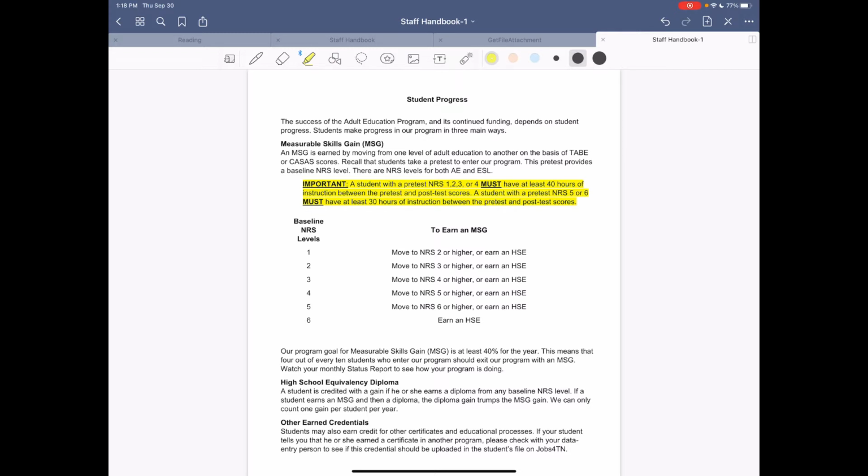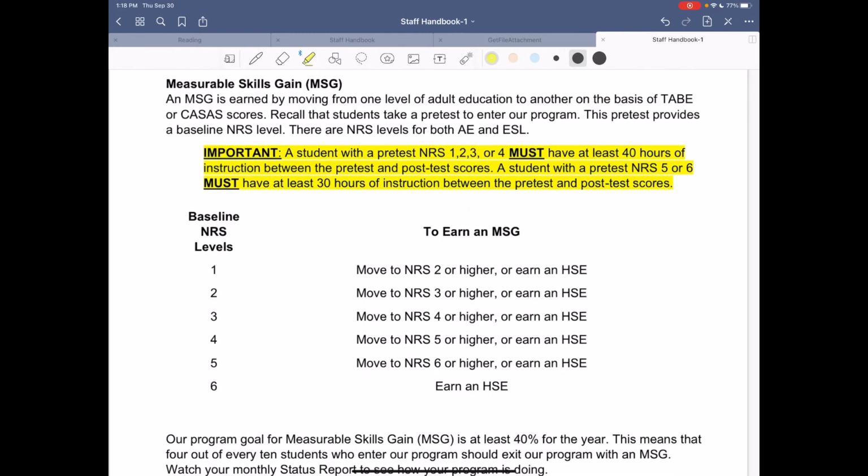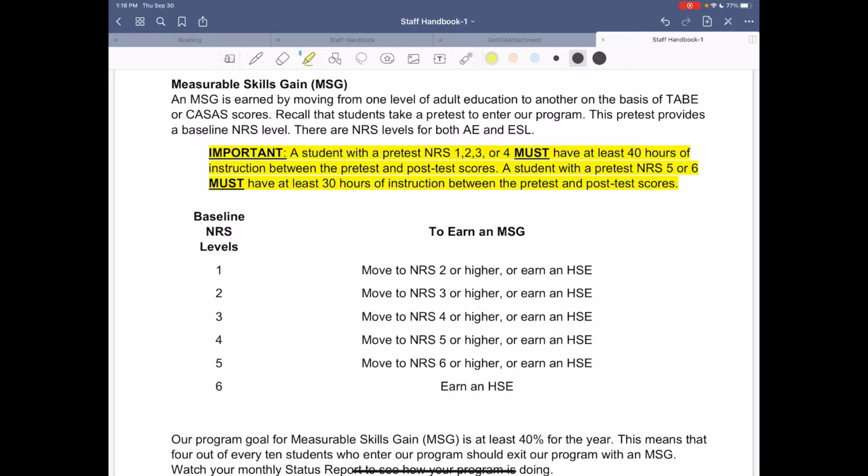It's important to understand how this process works. So the first thing I want to tell you about is an MSG. That stands for Measurable Skills Gain. The federal reports are based on MSG attainment. An MSG is earned by moving from one level of adult education to another on the basis of TABE or CASAS scores. And there are other ways, but this is primarily the way. When we talk about an MSG, generally, we are talking about a TABE post-test or a CASAS post-test.